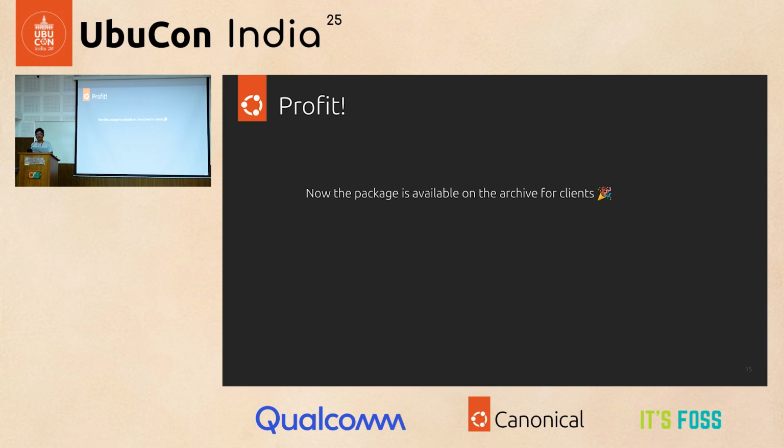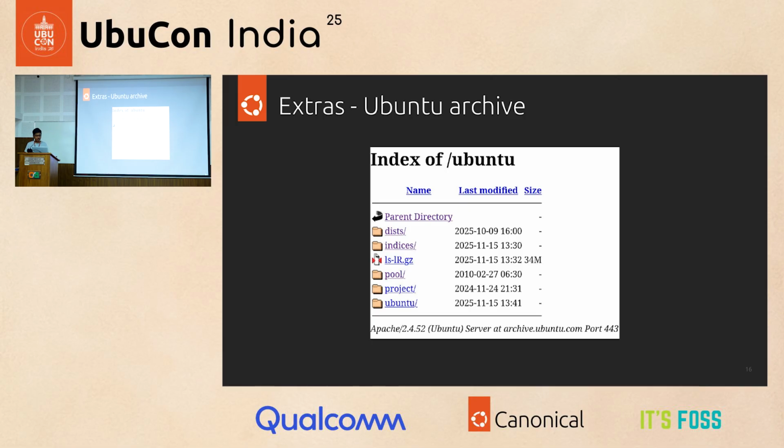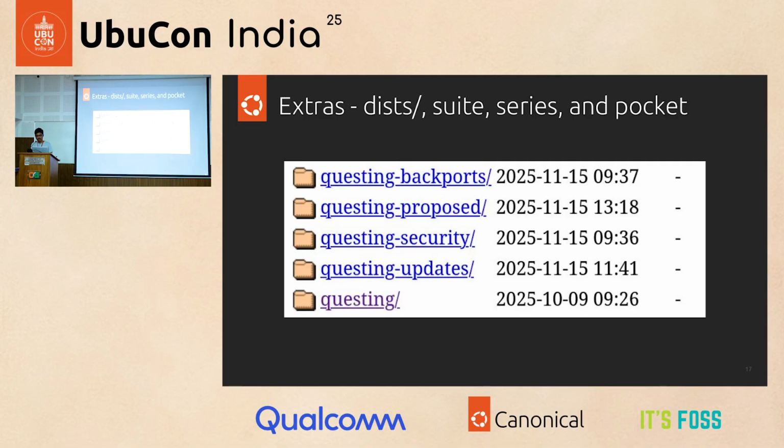Since I have under 5 more minutes, I want to quickly cover some extras. My presentation was supposed to end here, but I'll still try to cover some extras. So here is how the Ubuntu archive looks, at the top level. The dists directory contains all the metadata indexes. The pool directory is where you have all the goodies, like the source packages and the binary packages. Under the dists directory, you have a lot of suites. A suite is basically the name of the series and a pocket. We have a lot of pockets.